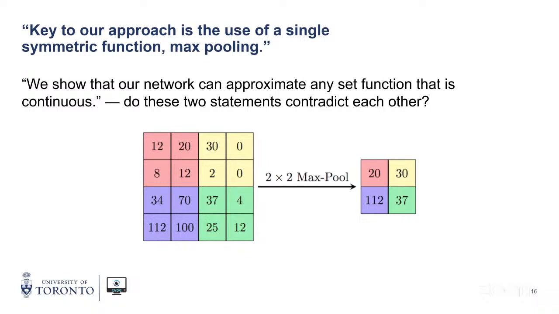Right, so the paper says we show that our network can approximate any set function that is continuous. But if we have a function that is, let's say, permutation invariant, does this make any sense? Does it seem like there's a contradiction here? So something we can think about a bit more as we go forward.